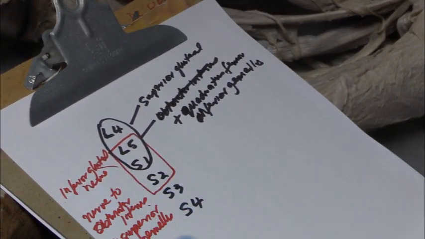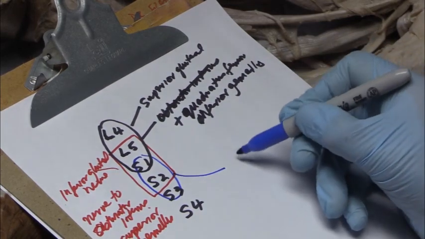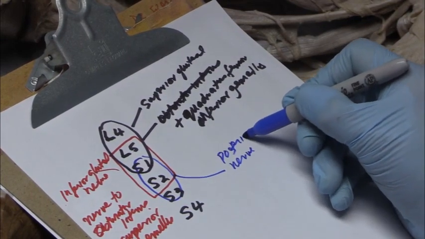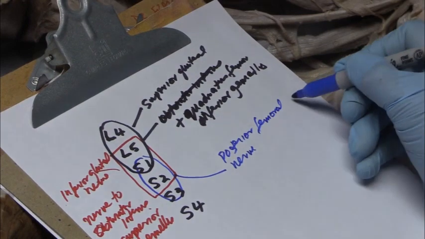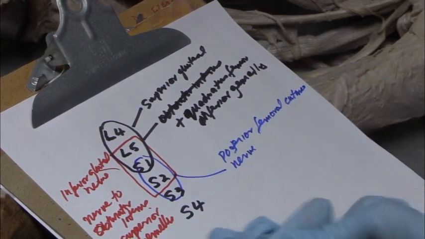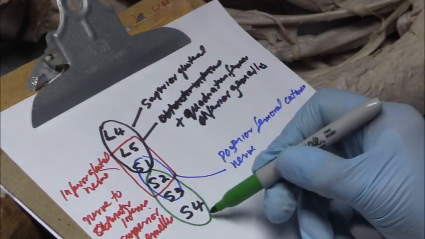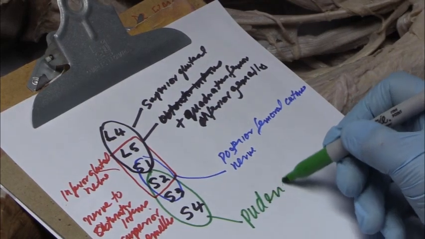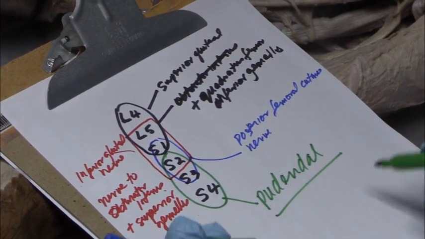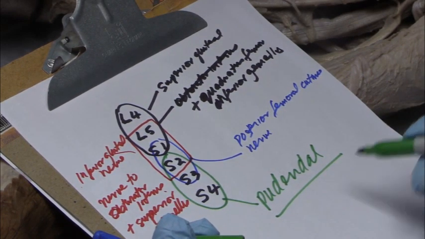Now, if we were to take S1, S2, S3, this is going to give you the nerve. This is the posterior femoral cutaneous nerve. This is the important one here. Put it in green. This is the pudendal nerve. The pudendal nerve. This is the one you need to know. You need to know this because this is the nerve of the perineum. Just like the internal pudendal artery is the artery of the perineum. This is the nerve of the perineum.